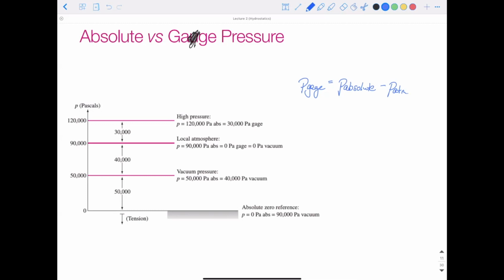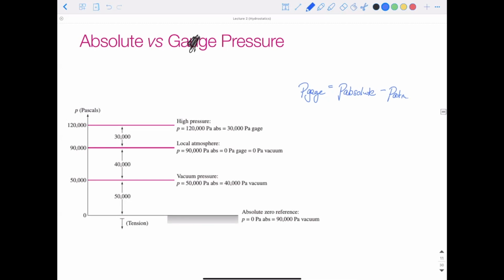I kind of forget my point with this slide. The main point we wanted to make was that our gauge pressure is basically the difference between the absolute pressure and the atmospheric pressure. A lot of times when we're referring to the pressure of something, we're usually referring to the gauge pressure, not the absolute pressure. So the gauge pressure is just your pressure relative to the atmospheric pressure.